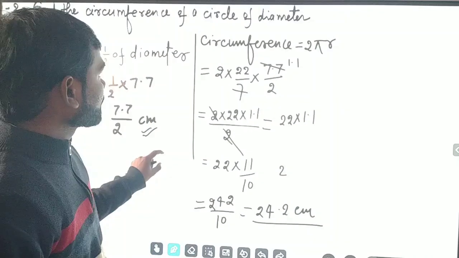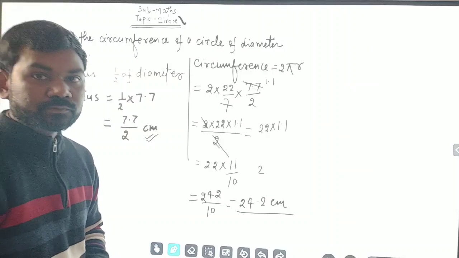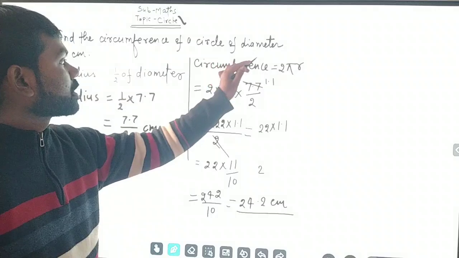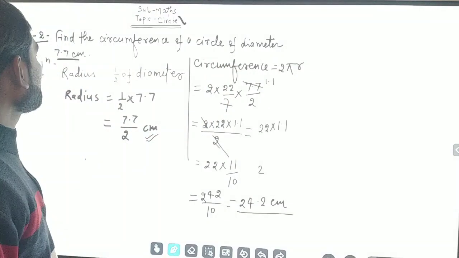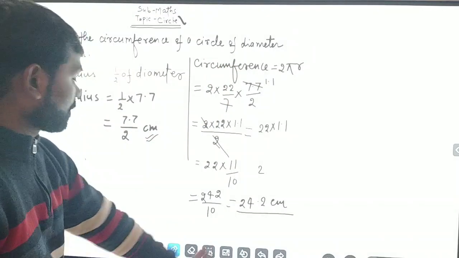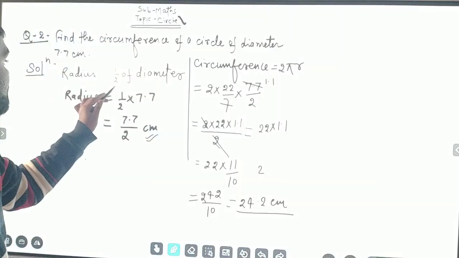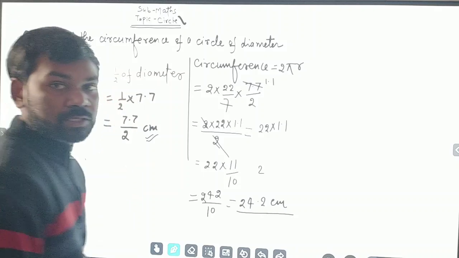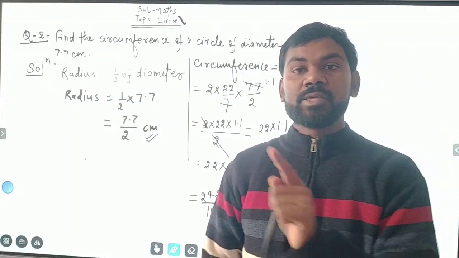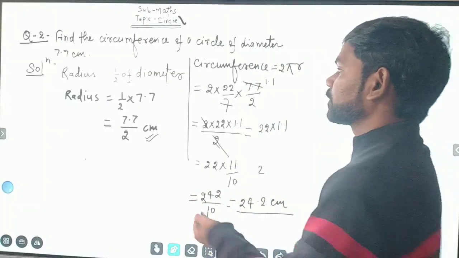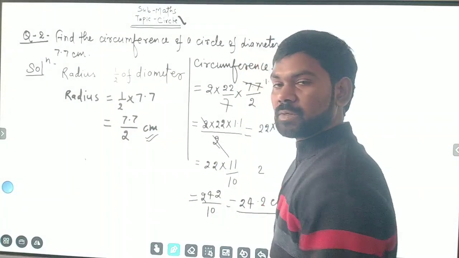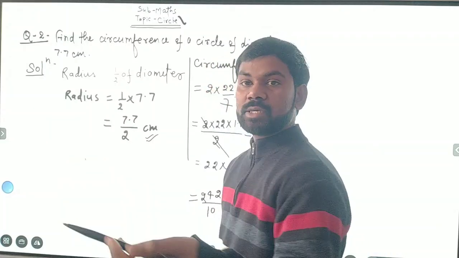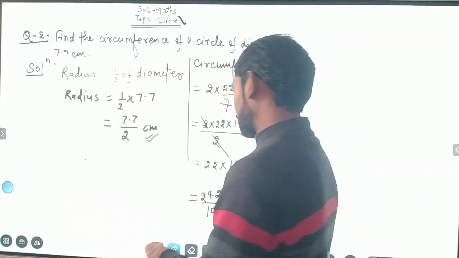So I hope it is clear. Now let's see the solution again. Here we can see: find the circumference of a circle whose diameter is 7.7 centimeter. We know that the relationship between radius and diameter is radius equals 1 by 2 of diameter, which means that radius is always half of the diameter. Therefore, radius is equal to 1 by 2 of 7.7, that is 7.7 upon 2. This 7.7 upon 2 represents the radius of the circle.